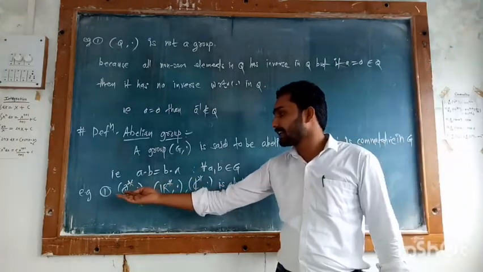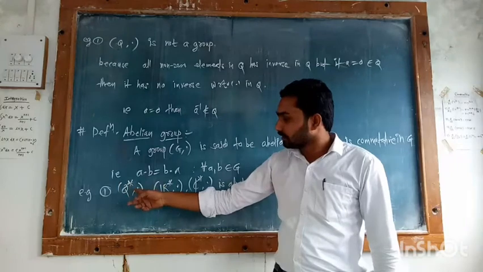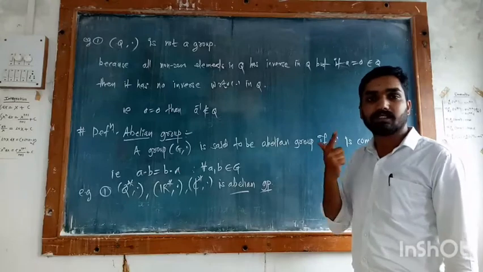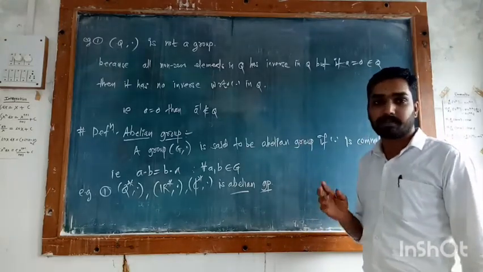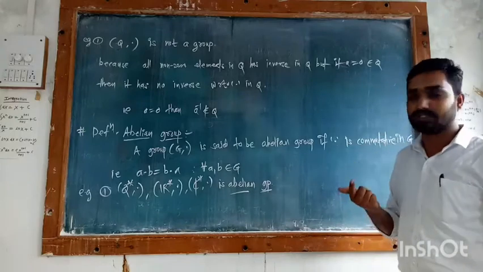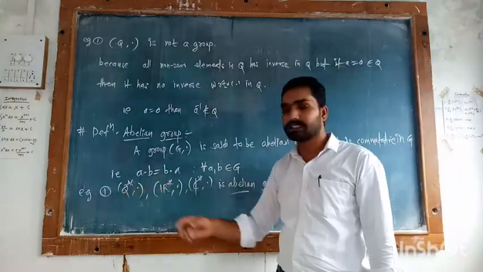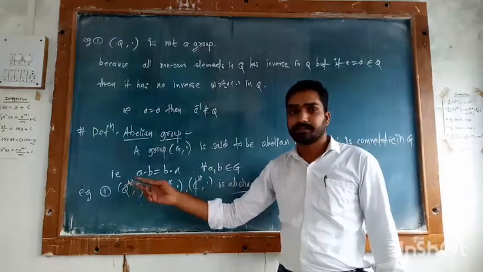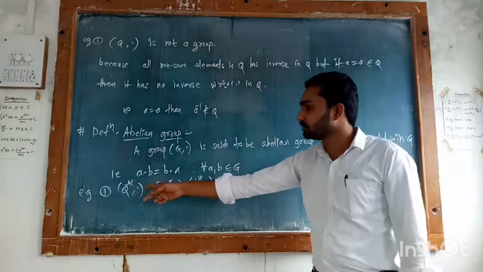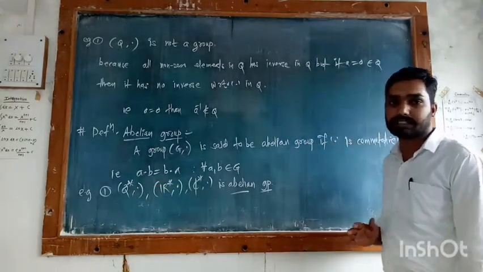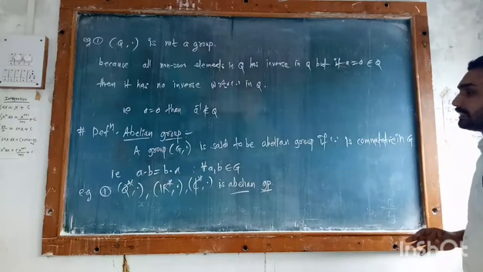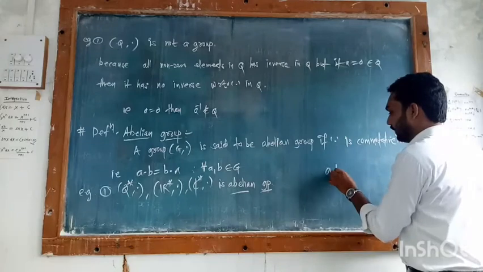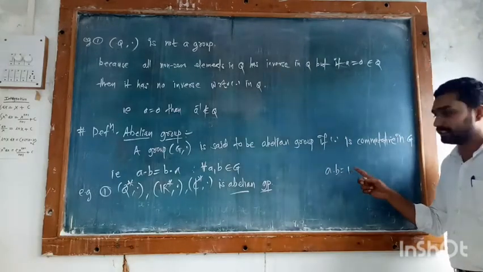The third property is existence of identity. For non-zero rational numbers with operation dot, or multiplication, the multiplicative identity is 1. Already we have studied in the previous lecture: the multiplicative identity is 1 and the additive identity is 0. The last property is existence of inverse. If a is an element of Q star, then there is an element b also a member of Q star, that is, a and b are non-zero rational numbers, such that a dot b equals 1, and 1 is your multiplicative identity.